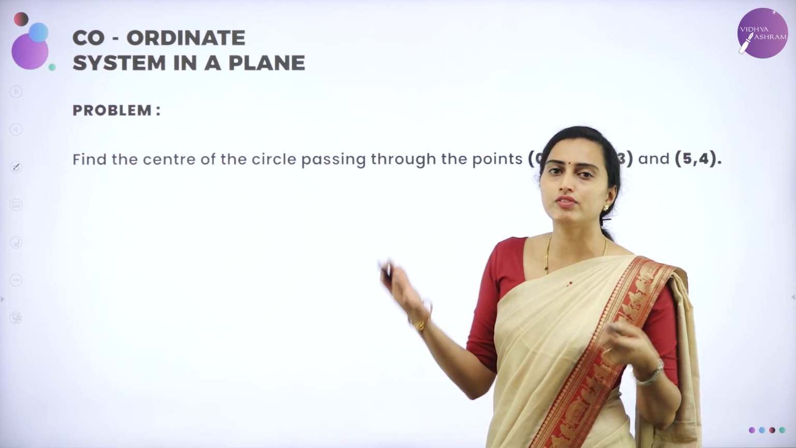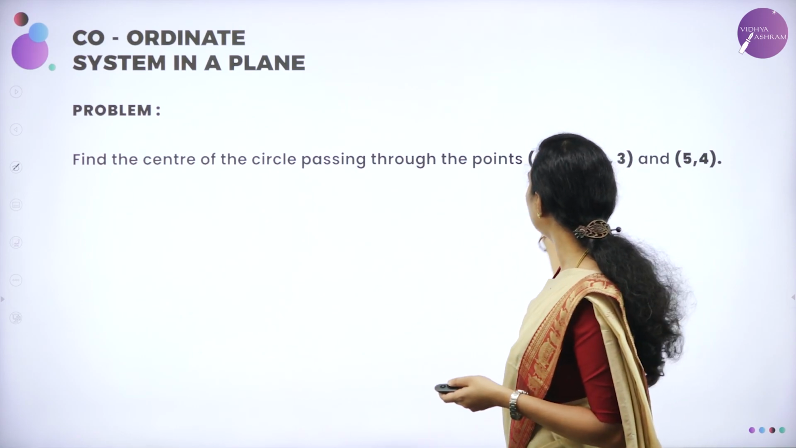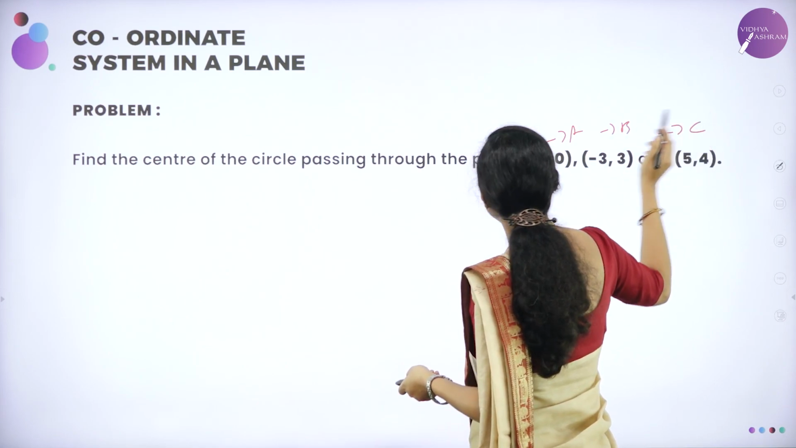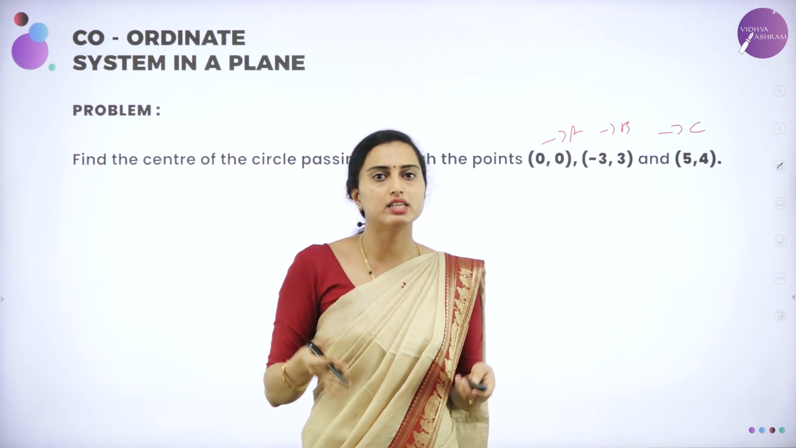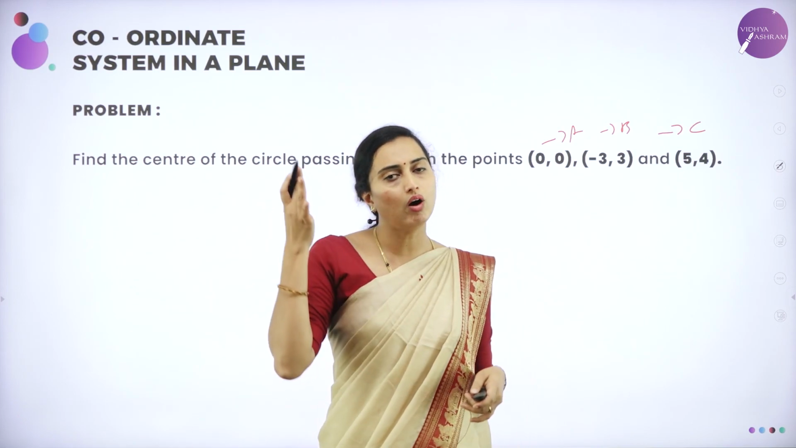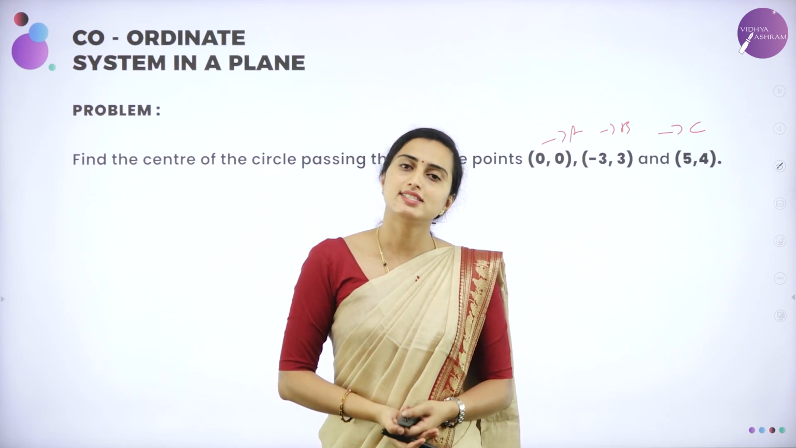Then find the center of the circle passing through. Same procedure. Let this be A, this be B, this be C. Center of the circle, same: PA is equal to PB is equal to PC. Same procedure also you are going to follow. All the 4 problems will have the same procedure.